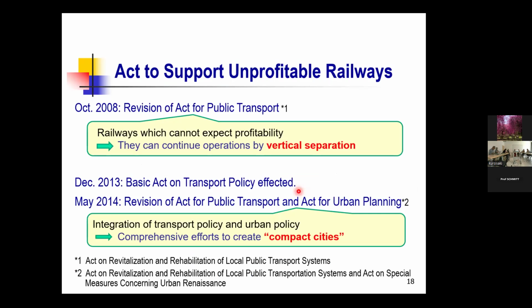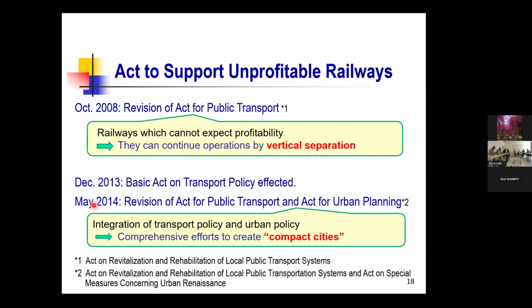Facing this serious change, the laws for railways and public transport in Japan have been revised last decades. Even now, the fundamental regulation stipulates that all costs should be covered by the revenue. However, in 2008, it has become possible to start unprofitable railway operations such as light rail, tram, if the local governments has an intention to sustain them by vertical separation.